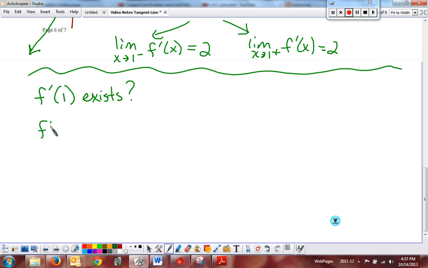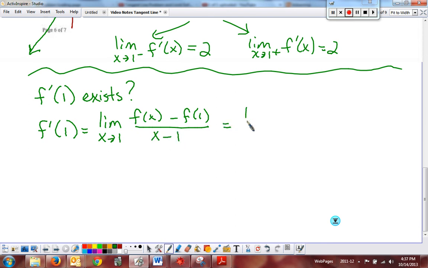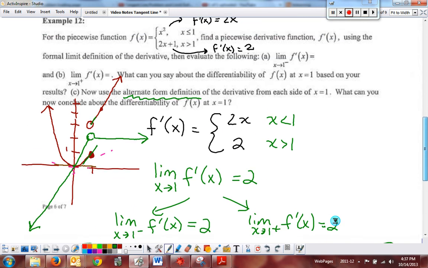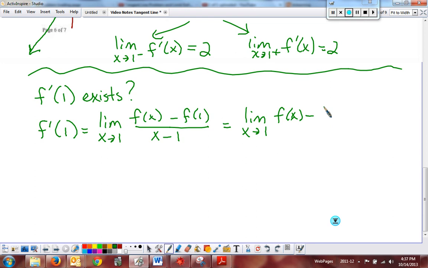What you have to do is go back to that definition and look at the limit as x approaches 1, f of x minus f of 1 all over x minus 1, which is going to be the limit as x approaches 1 of f of x minus, now what is f of 1? From our definition, f of 1 is 1 squared or 1. So that's 1 all over x minus 1. Now here's where it gets interesting. This is piecewise. So I'm going to have to do this as a left limit and a right limit.